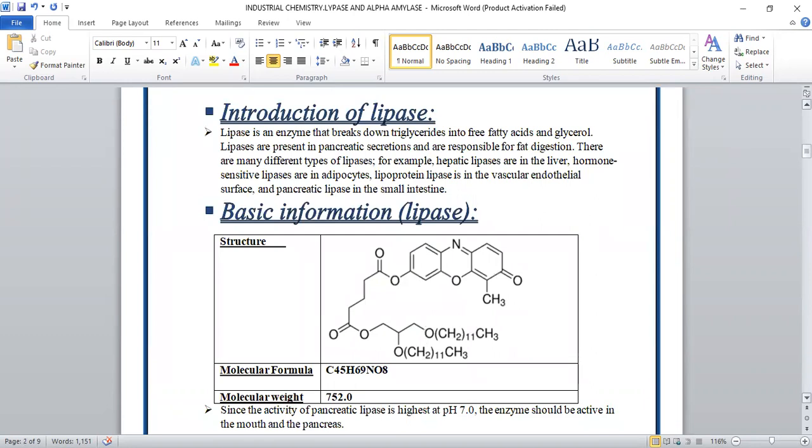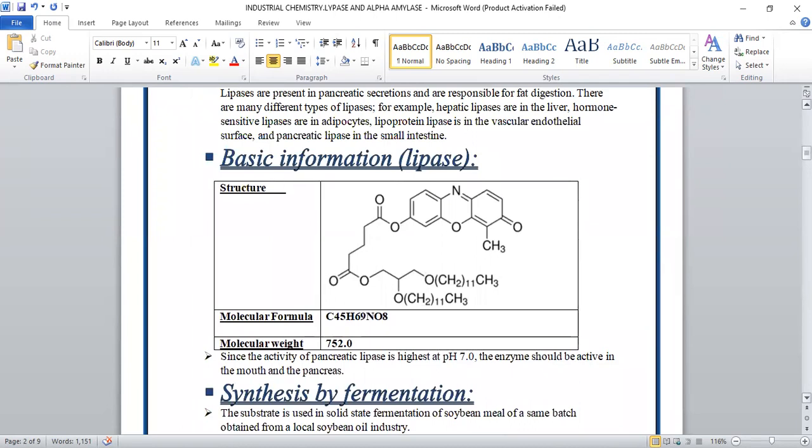Lipase is an enzyme that breaks down triglycerides into free fatty acids and glycerol. Lipases are present in pancreatic secretions and are responsible for fat digestion. There are many different types of lipases. For example, hepatic lipases are in the liver, hormone-sensitive lipases in adipocytes, lipoprotein lipase in the vascular endothelial surface, and pancreatic lipase in the small intestine.